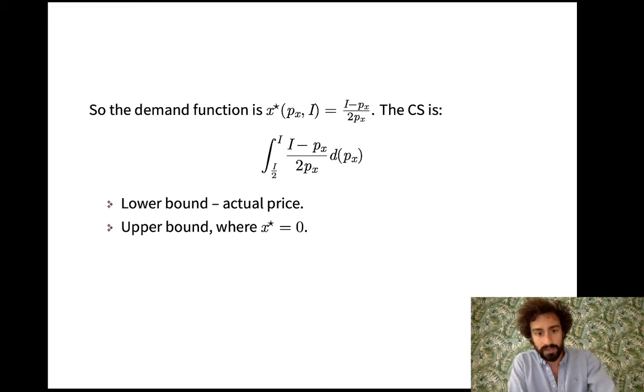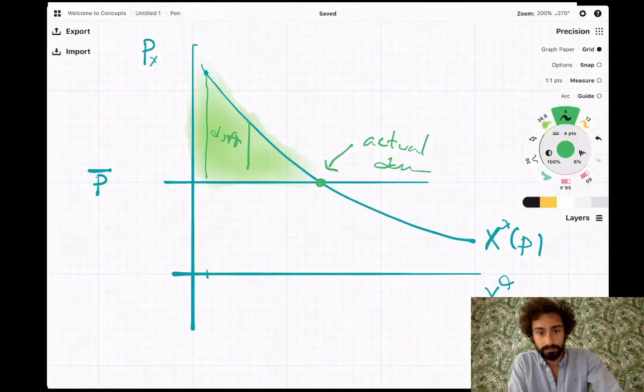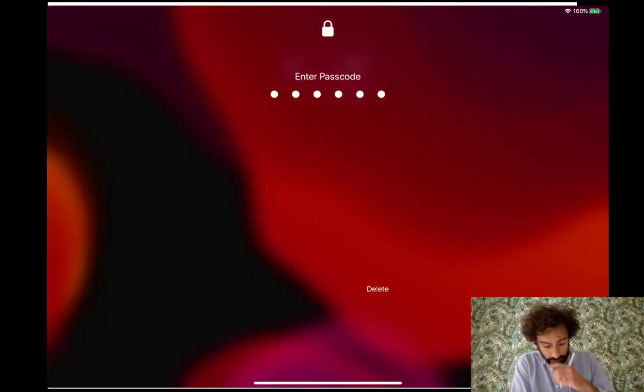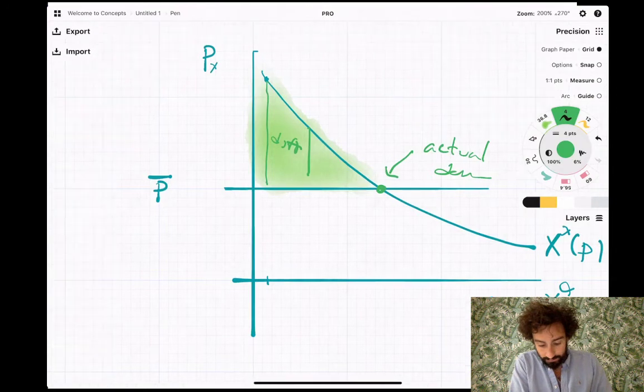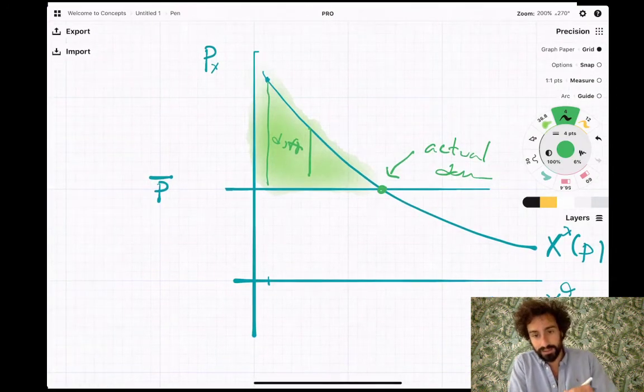So if we come back, this is just the integral of the demand function, right? And the only question is, what are the bounds of integration? Where are these bounds coming from, right? So if we take a look at the graph that we drew before, we're thinking of x as a function of p, right?